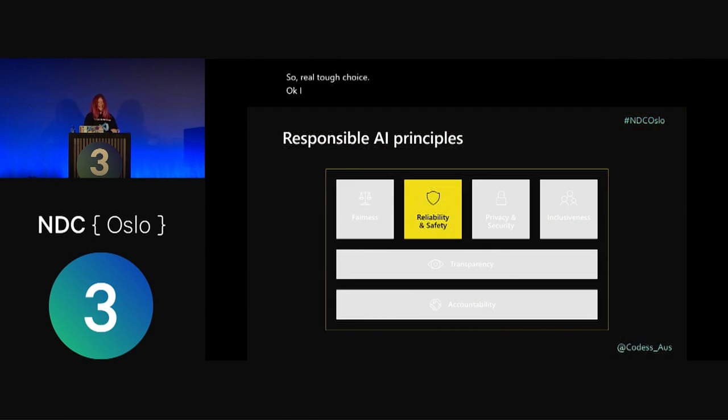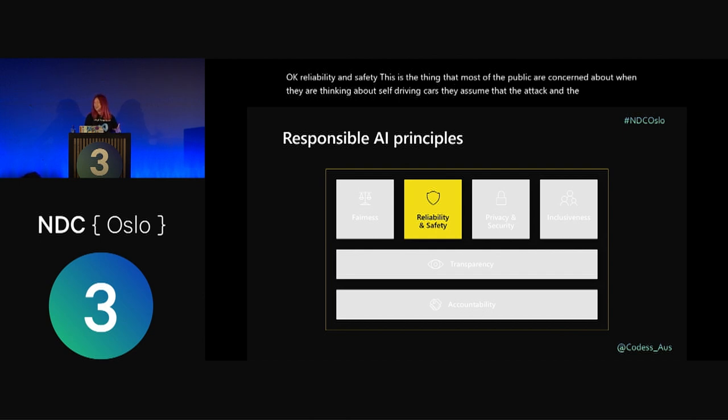Okay, reliability and safety. This is the thing that most of the public are concerned about when they are thinking about self-driving cars. They assume that the tech and the hardware is not there or not good enough. But in fact, year after year since the invention of the car, all of these things have been getting better and better. Do you all know about what happened when airbags were first introduced?